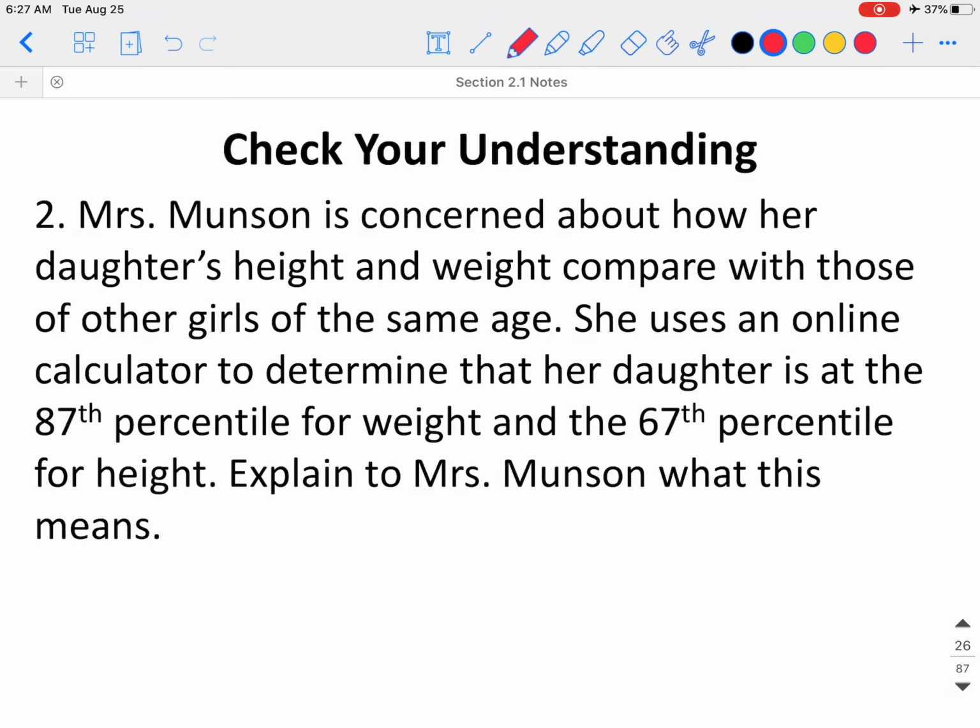Mrs. Munson is concerned about her daughter's height and weight compared to those of other girls of the same age. She uses an online calculator to determine that her daughter is at the 87th percentile for weight and 67th percentile for height. Explain to Mrs. Munson what this means. So this means that of girls who are the same age as her daughter, she weighs more than 87% of the girls in the same age group, and she is taller than 67% of the girls in the same age group.